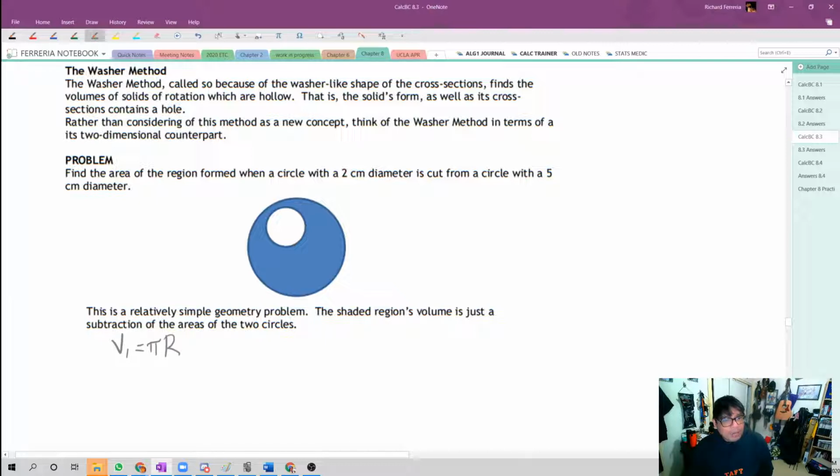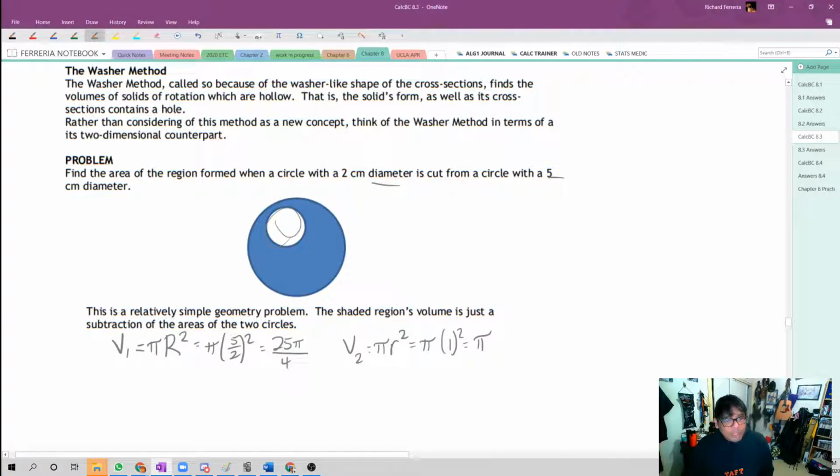We'll call this capital R squared. And the big circle has a diameter of 5, so the radius is going to be 5 halves. That's good enough for me, but I guess a lot of people want to see that as 25 over 4 multiplied by pi. Now the smaller circle here, that's going to have volume 2, which is pi little r squared, which we can say is pi times 1 squared, or just pi.